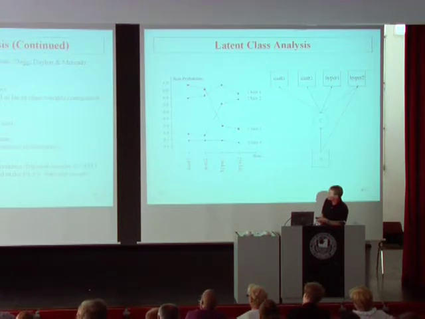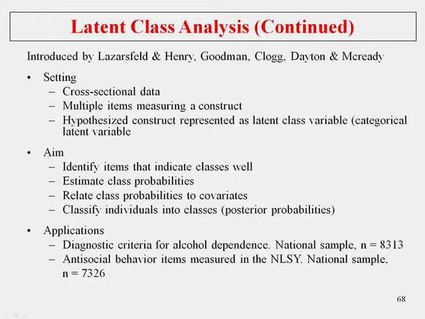You want to estimate the class probabilities that we talk about, and you want to relate class probabilities to covariates, which was this arrow here. And then once you've done that, you want to classify individuals into classes. That last step then corresponds to what structural equation modeling and factor analysis people talk about as factor score estimation. Factor score estimation for categorical variables concerns estimating the probability of being in a given class for a given person. And we will call those posterior probabilities, class-specific and individual-specific posterior probabilities in the applications.